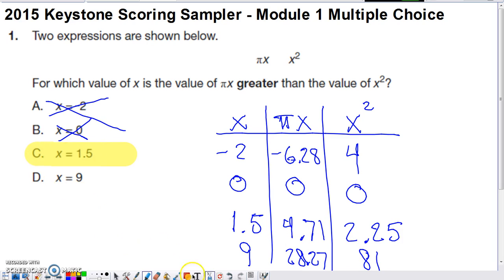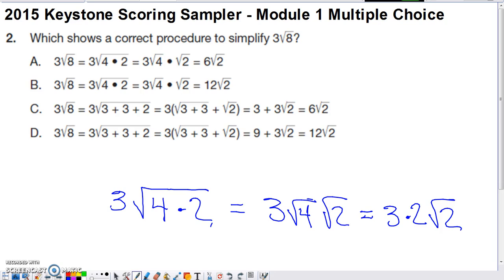Part D, if you check that one, you put 9 here. Pi times 9 is 28. 9 squared is 81. So the only one where pi x is greater than x squared is when x is 1.5. Second problem here involves simplifying a square root.